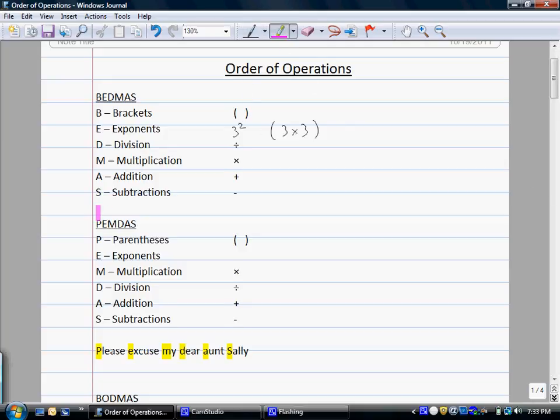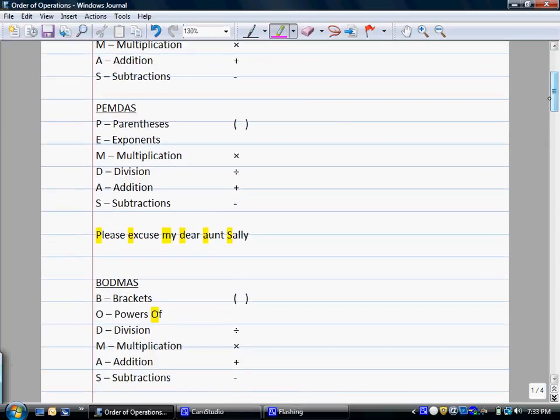You may have heard of PEMDAS. This tends to be used in North America. P stands for parentheses. This is just another word for brackets. And the rest of it is pretty much the same. Exponents again, this might be, say, 4 to the power of 3. 3 is the exponent. That would mean 4 times 3. Oops, wouldn't mean that at all. It would mean 4 times 4 times 4. The 3 tells you that you're multiplying by 4 that many times. Of course, that's not the same as 4 times 3.